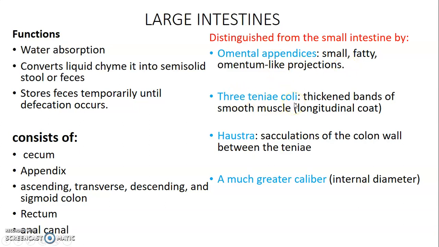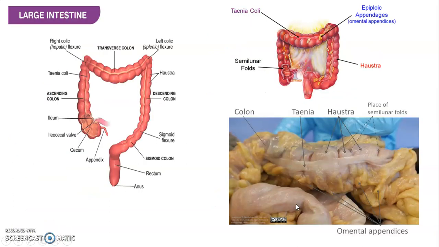Tinea coli are thick bands of smooth muscles, and they run longitudinally. So large intestines have 3 tinea coli. Then the presence of haustrations. What are haustra? Haustra are sacculations of the colon wall, which are found between the tinea. Large intestines also have a greater caliber, which is the internal diameter greater than the small intestines.